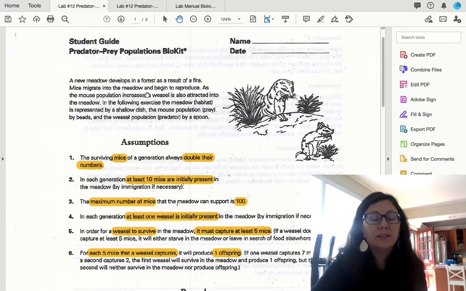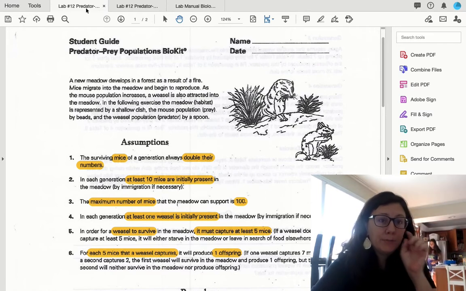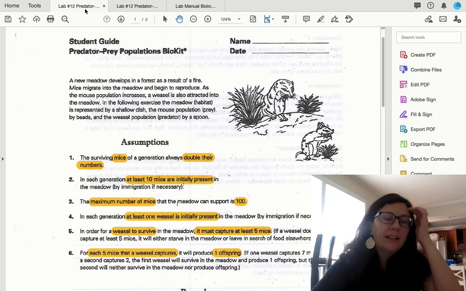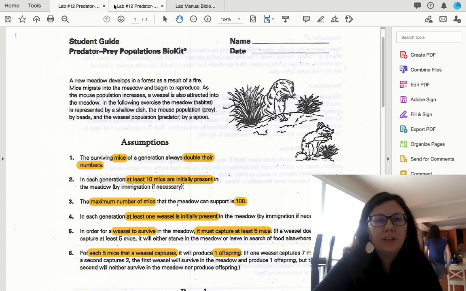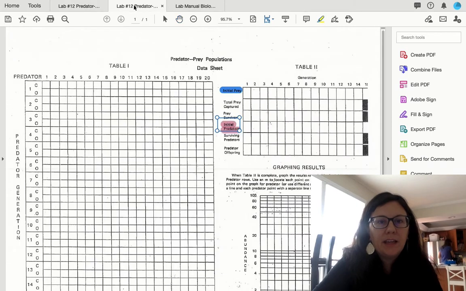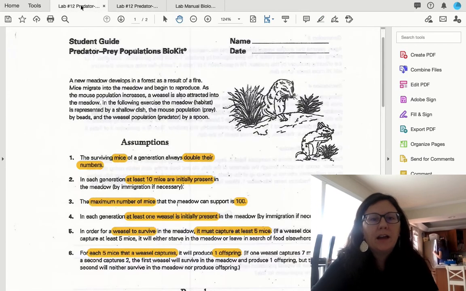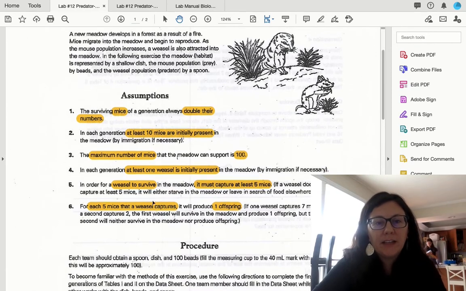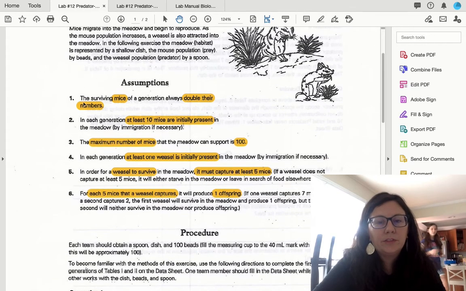There were two files. I downloaded them. They were called Lab 12, let's see if it pops up. Lab 12 Predator and Lab, I can't see the full titles, but it's this document and this document. So I highlighted the portions that my professor highlighted, so that would be useful for you to know.